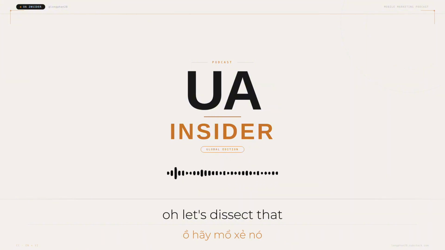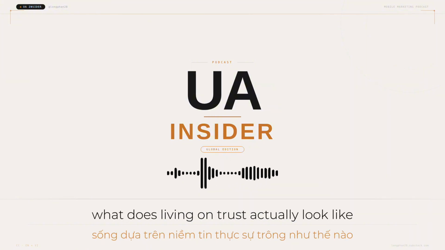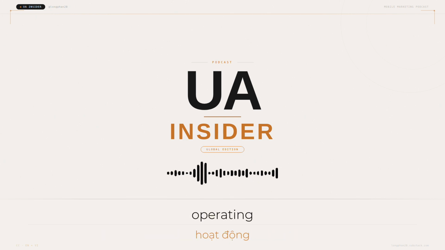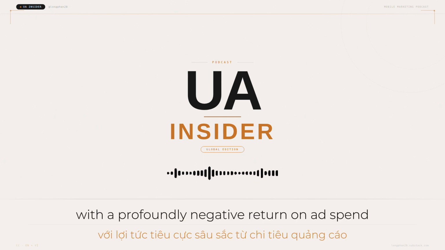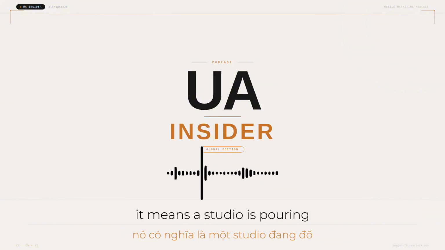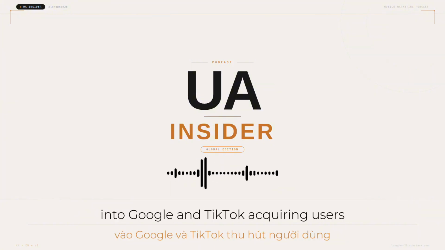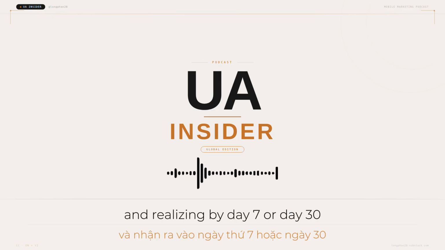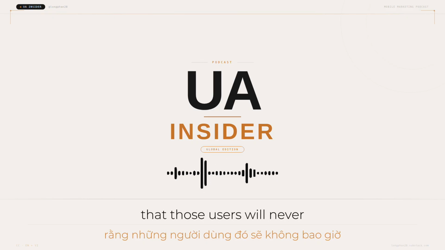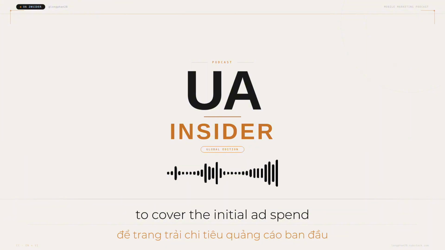Oh, let's dissect that. As senior managers, what does living on trust actually look like on a spreadsheet? It means operating with a profoundly negative return on ad spend. It means a studio is pouring hundreds of thousands of dollars into Google and TikTok, acquiring users, and realizing by day 7 or day 30 that those users will never, ever generate enough revenue to cover the initial ad spend.